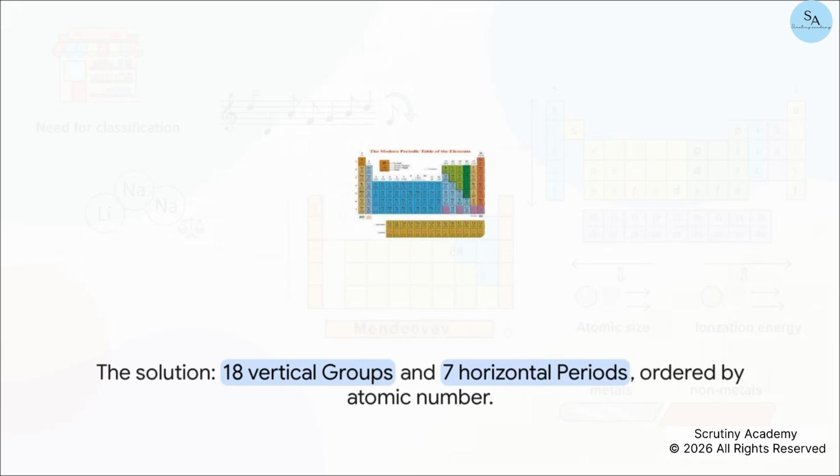Its whole structure is built on 18 vertical columns we call groups and 7 horizontal rows we call periods. And the key is elements in the same group share similar chemical properties, like the super reactive alkali metals in group 1 or the really chill noble gases over in group 18.